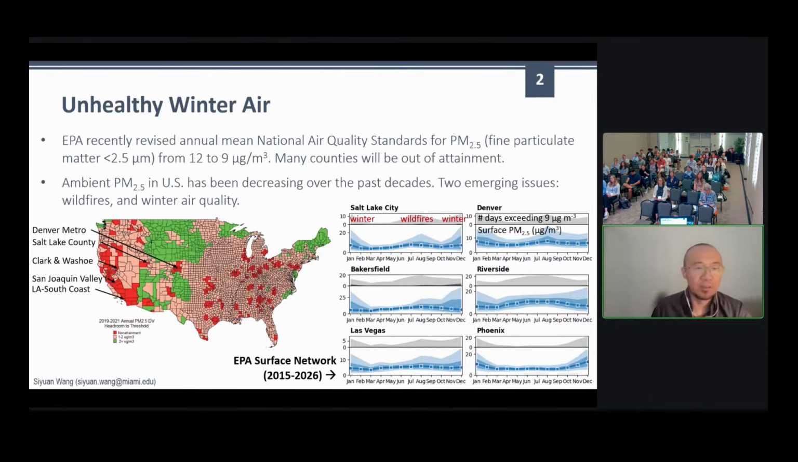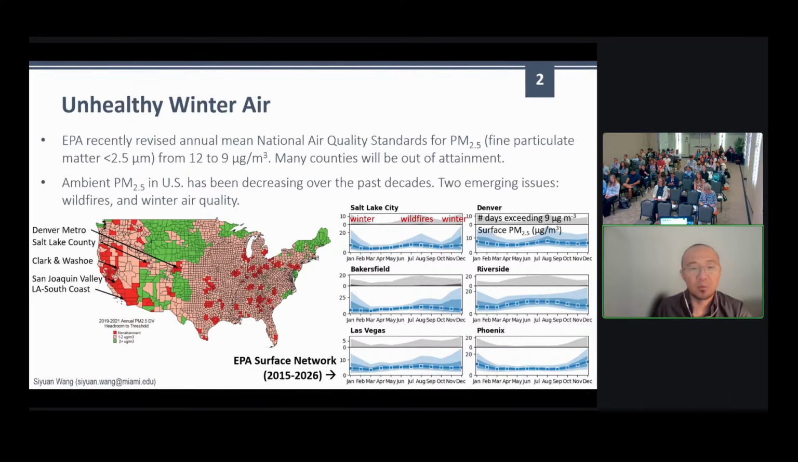And recently, based on more recent studies, the EPA has lowered the annual PM2.5 standards to 9 micrograms per cubic meter. As shown on this map here, many of the counties would essentially become out of attainment. So there are two broad issues here starting to emerge. One is wildfires, and the other one is winter air quality.